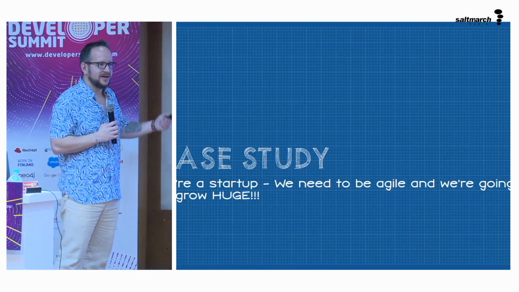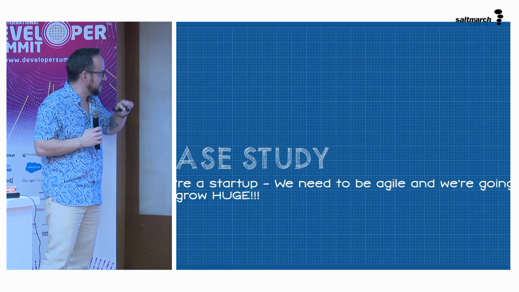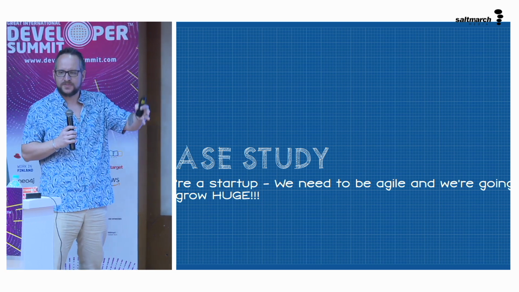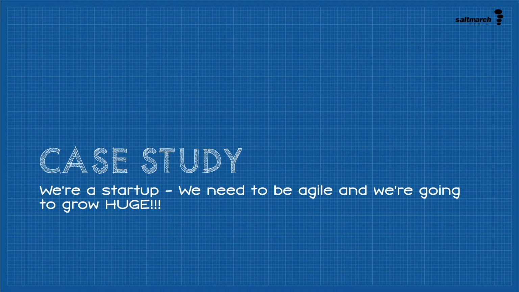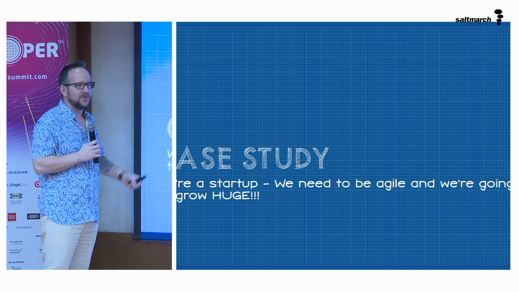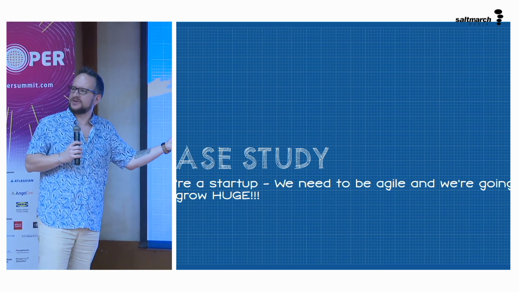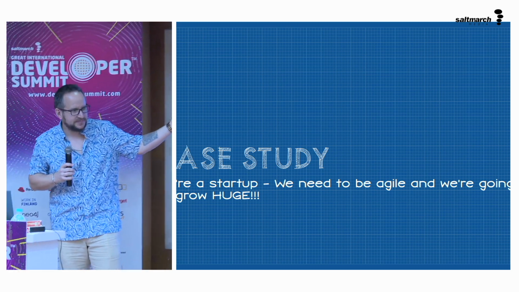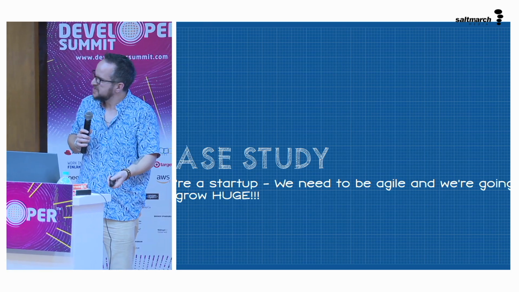Hey, we're a startup. We need to be agile, and we're going to grow huge. What kind of architecture should I choose then? That's what the business told me. That's what came out of the business conversation. That's all they told me. Well, if I'm not asking any more questions, I'm probably going to say microservices, right? Probably don't want a monolith.